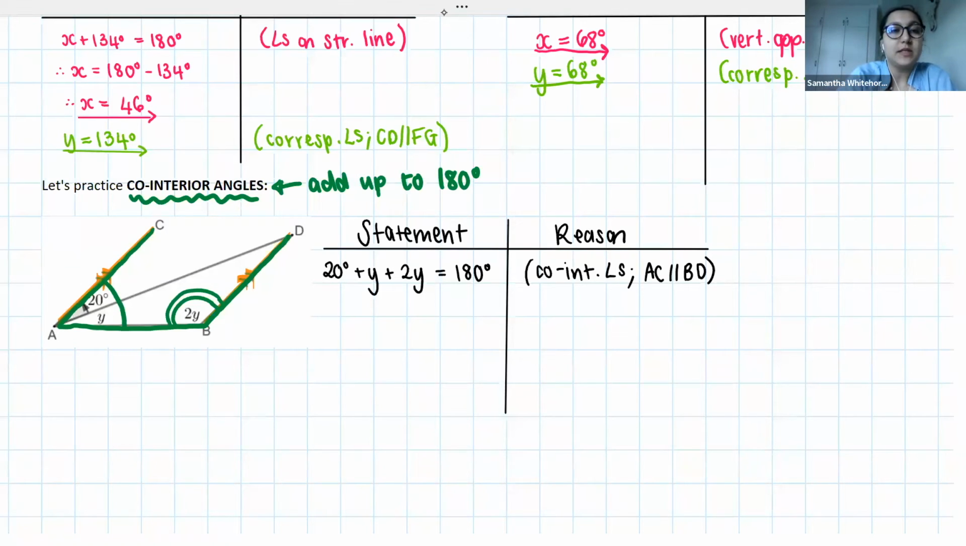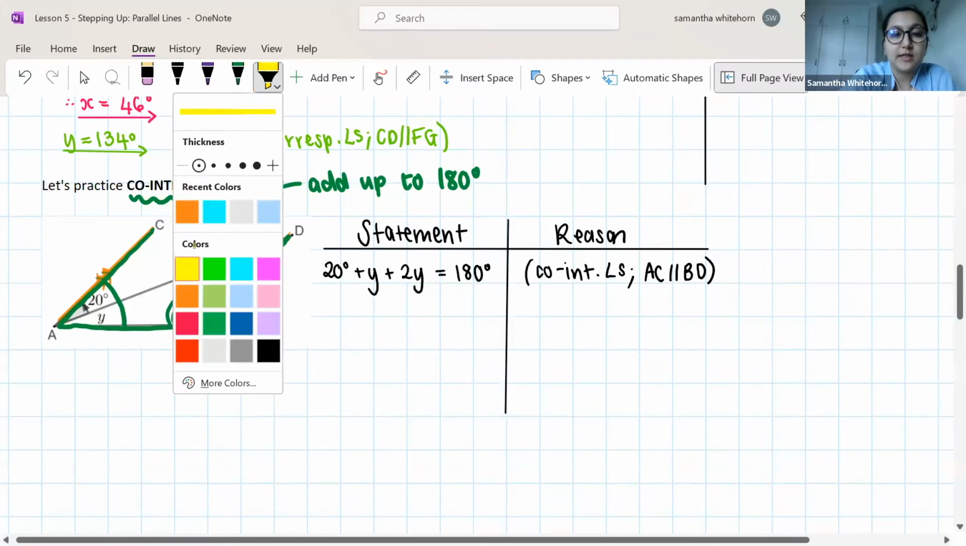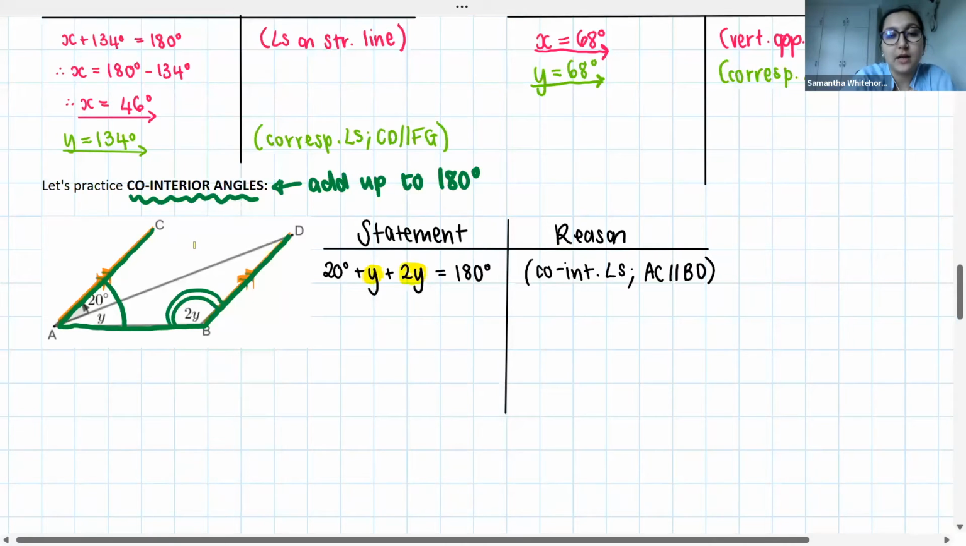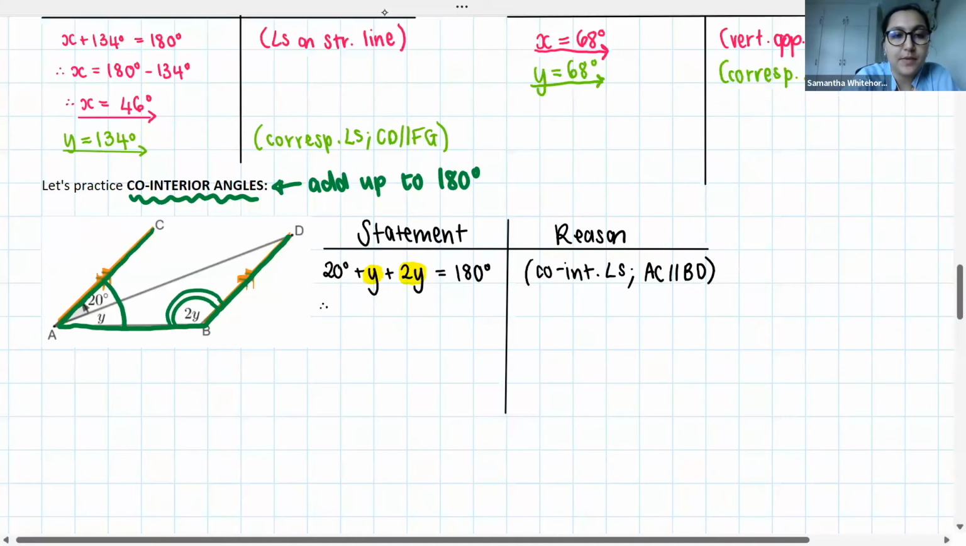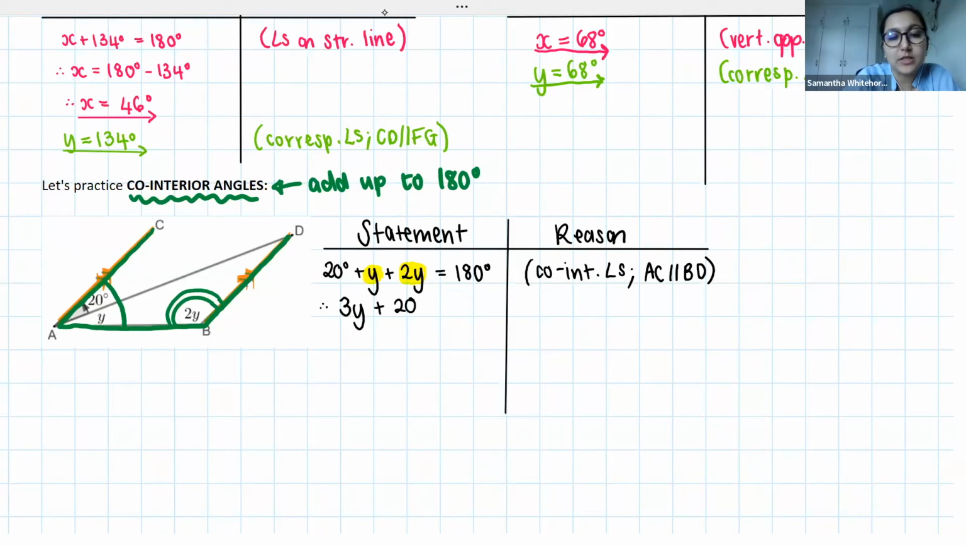So the first thing that I'm seeing in this equation situation is the fact that Y and 2Y are like terms. I can add them together. So let's just do that because it's going to make my life easier. 1Y plus 2Y gives me 3Y, plus that 20 degrees is equal to 180. If you say 20 plus 3Y is equal to 180, that's the same thing, so it's fine. And now we start solving our equation. So the first thing I'm going to do is subtract 20 on both sides. Remember, we use inverse operations. And I get that 3Y is equal to 160 degrees.